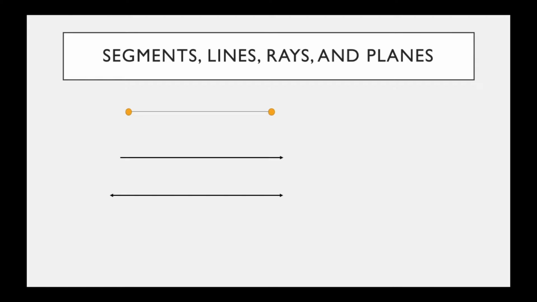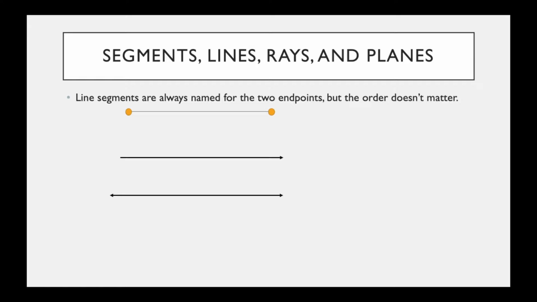So in this section, we're going to be looking at segments, lines, rays, and planes. First up, a line segment. These are always named for the two endpoints, but the order doesn't matter. For example, if the endpoint on the right was A and on the left was B, you could call that line segment AB or BA. The order doesn't matter if it's a line segment.